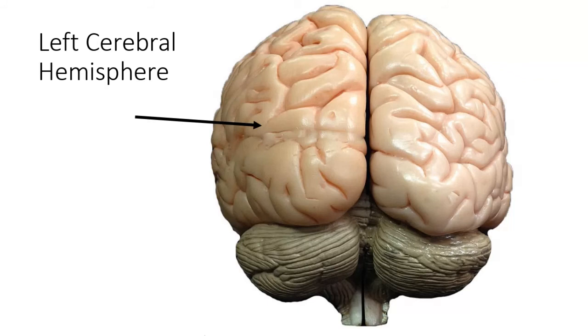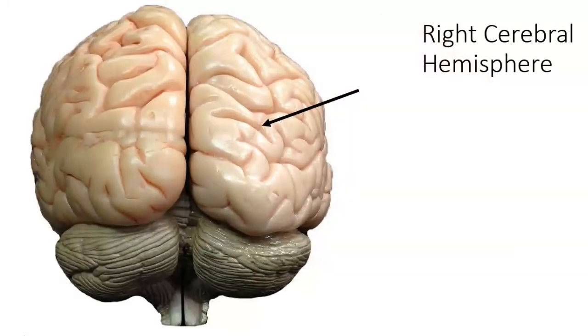All right. So now we're looking at the posterior view. This is the posterior view because I can see the cerebellum. The cerebellum's on the back. Okay, so this is anatomically correct. It's like if I were standing behind you in line, this is what I'm looking at. So here's the left cerebral hemisphere. Then on the other side here, you guessed it, the right cerebral hemisphere.